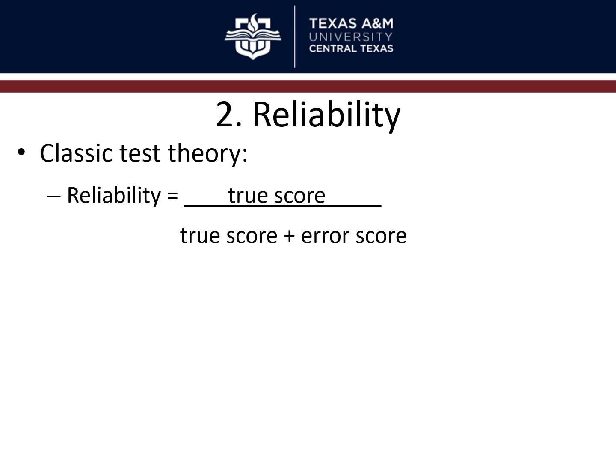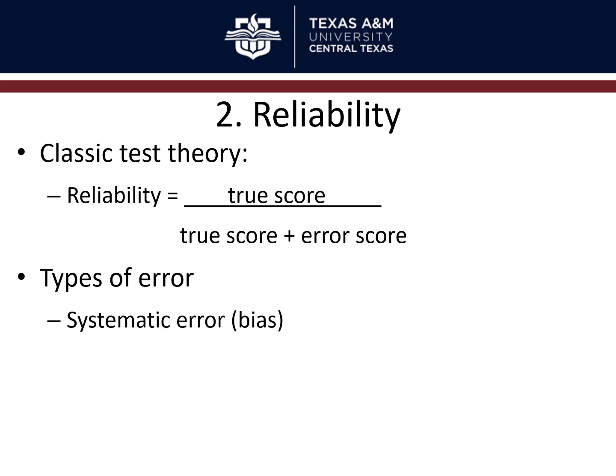So true score obviously comes from whatever construct we're measuring, but the error score is something else, right? And there's two different types of error that are important to consider. There's systematic error, which we also refer to as bias, right? And systematic error occurs a couple ways. One, if some people are measured differently than others, right?